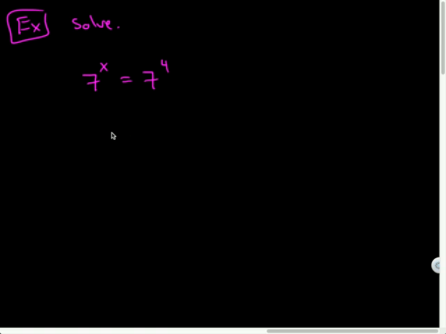X equals 4, right? Perfect. I mean, 7 to what power is equal to 7 to the 4th? This couldn't be 3, or 7, or 10, or pi. There's only one number that's going to be true for, and that's when x is equal to 4. So it turns out, when you have two powers that are the same, two powers that are equal, and their bases are the same, then their exponents must also be the same.